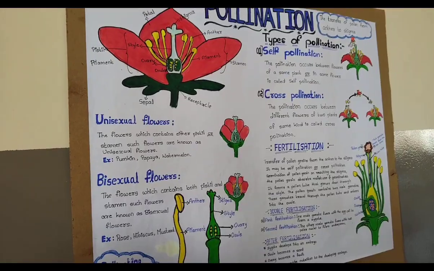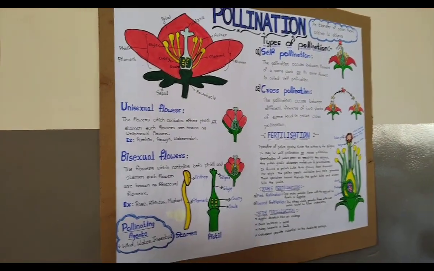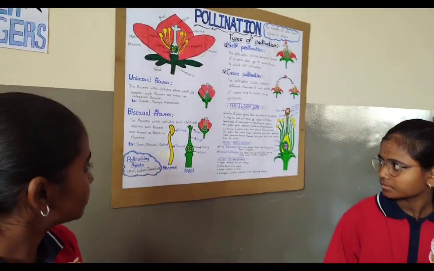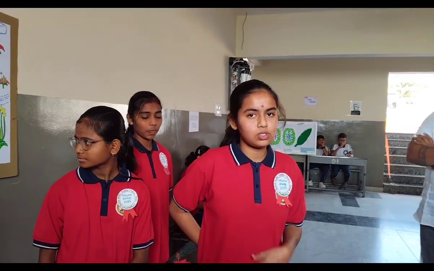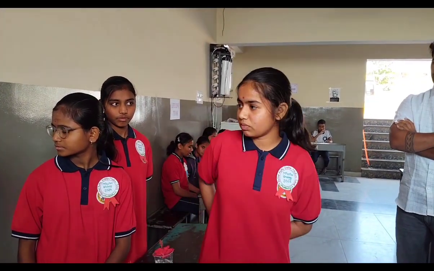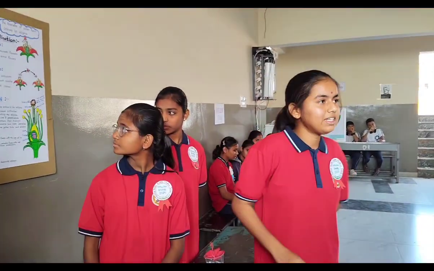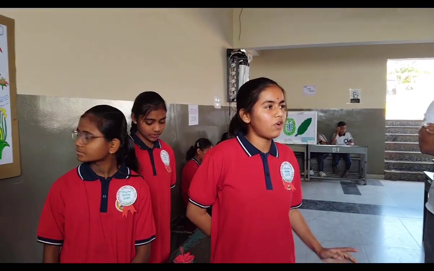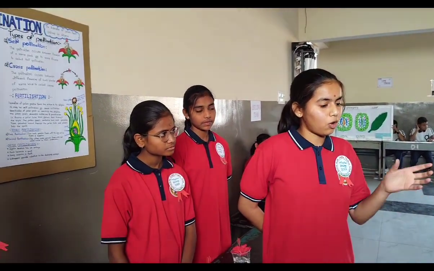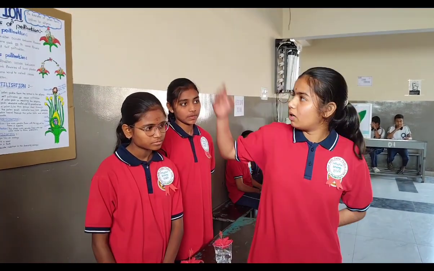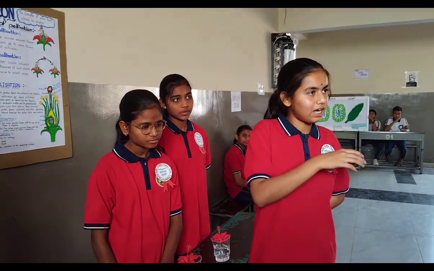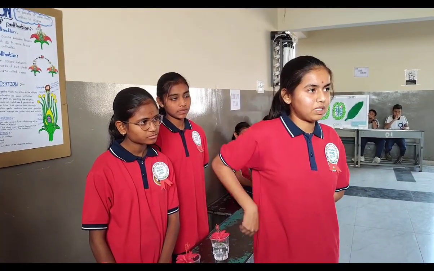And what do you mean by bisexual flowers? Bisexual flowers means the flowers which contain both pistil and stamen. For example, rose, hibiscus, etc. And pollination. Pollination is the transfer of pollen grain from anther to the stigma, means from the male reproductive part to the female reproductive part. And pistil is the female part, and the male part is the stamen.